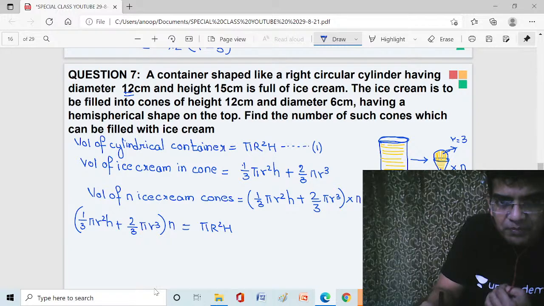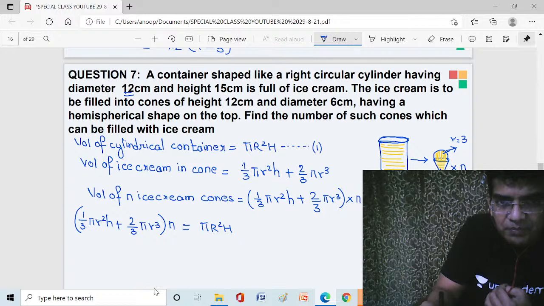Pi, radius is same, so r square can be taken common upon 3. So on the left side, I am taking pi upon 3 r square common. So here I am left with h plus 2 r into n, and on the right side it is pi r square h. Now before substitution of the values, see, this pi can be cancelled out. So we have cancelled out pi. And now let us substitute the values here.